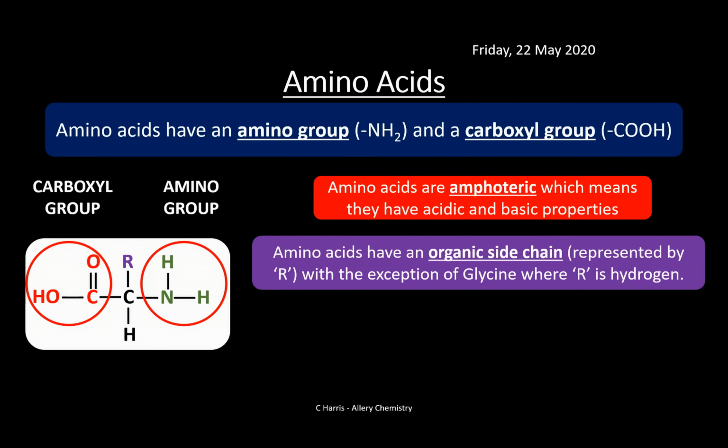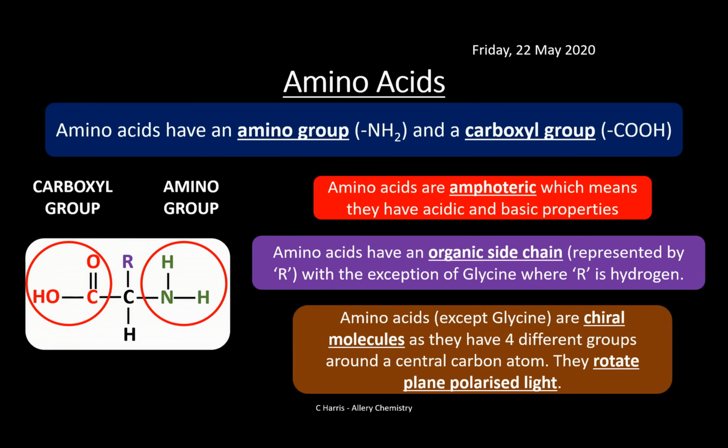Now, amino acids have an organic side chain, like I say, and it's represented by the R value. That's with the exception of glycine, where R is actually a hydrogen. But any other amino acid apart from glycine would have a different group attached to it. So it's always this structure. This is called an alpha amino acid because the amine and carboxyl group are attached to the same carbon. Don't need to worry too much about that. Okay, so amino acids, except for glycine, are all chiral.